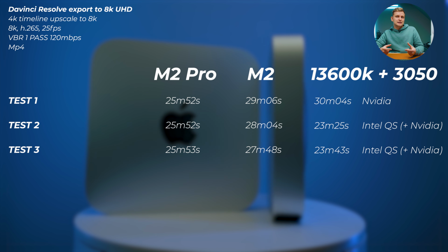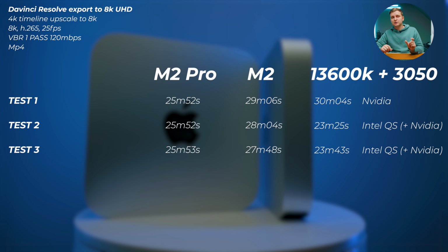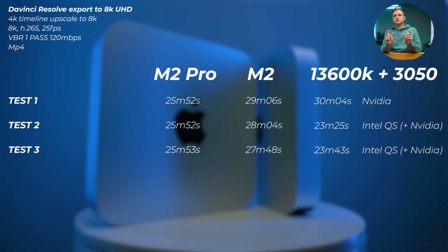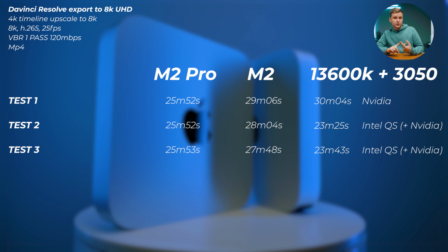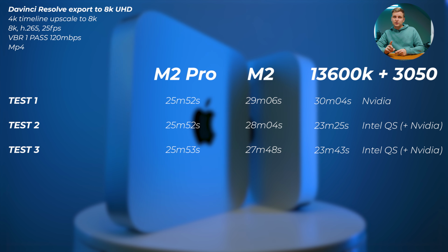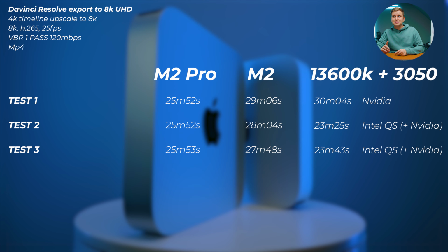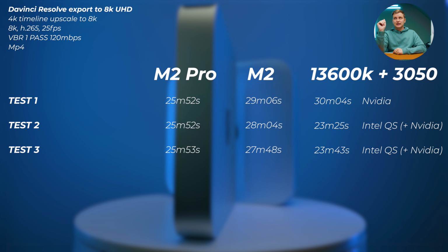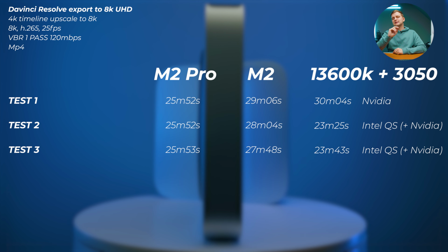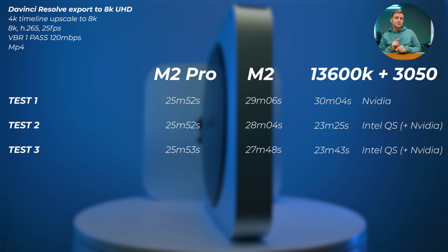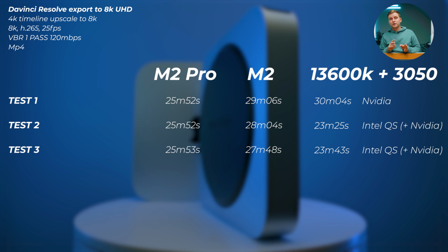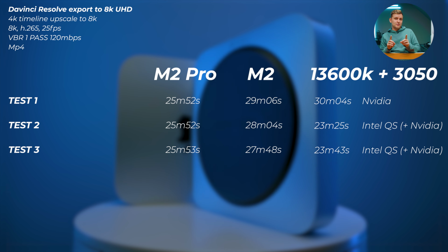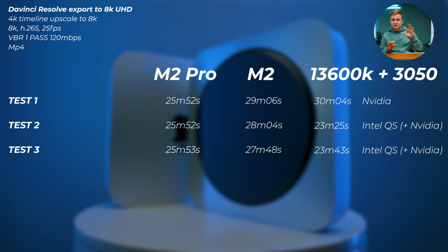But if we utilize the Intel QuickSync, the iGPU inside the CPU, and the actual graphics card, and let them both work together and encode together, so Intel QuickSync plus Nvidia, we got some really interesting results. 23 minutes and 25 seconds, and 23 minutes and 43 seconds, which is more than 2 minutes faster than the M2 Pro. But if you put it in perspective, it's almost encoding the footage to 8K in real time as you're playing the video back, because remember the video was 22 minutes and 20 something seconds.